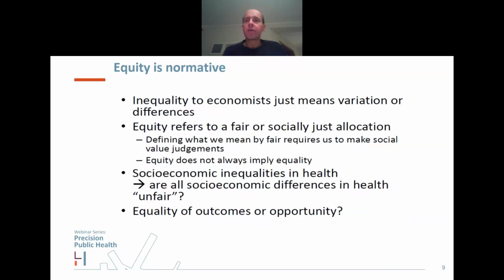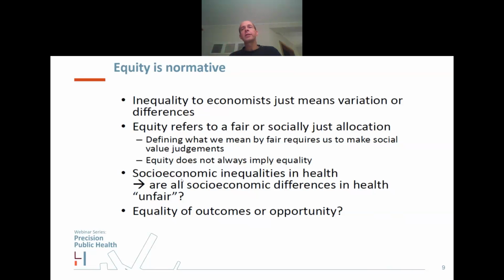I'm not going to talk much about this issue here, but of course we need to at some point also have a discussion about what we mean by equity. Different people mean different things when they talk about equity. It's clearly different from inequality. To economists, inequality is just a variation or differences in the outcome, say in health. There's no value judgment attached to that. But equity assigns some normative judgment of fairness or social justice to a certain allocation. Which means we need to be explicit and define what we mean by fair, and that requires social value judgments.